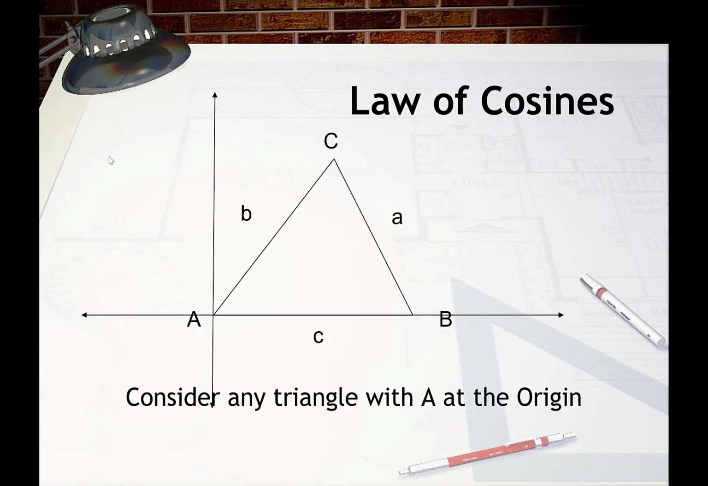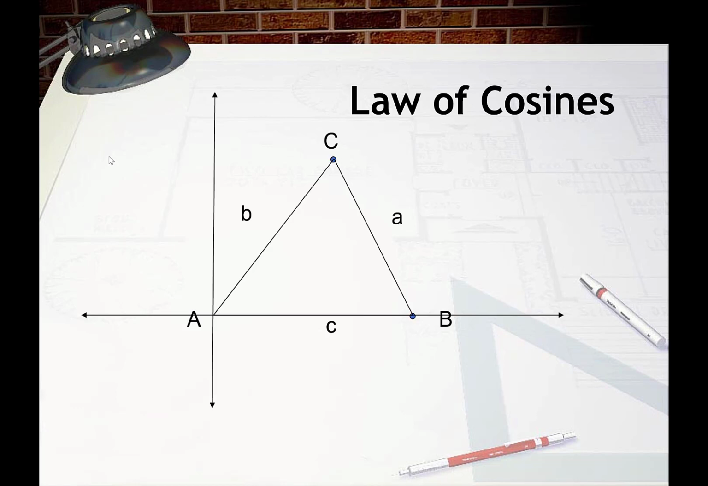Law of cosines is going to start off with a triangle, and we're going to put it on the coordinate axis with A at the origin. So A is at 0, 0. And when we do that, we can then say that point B is at the point c comma 0. That's because the x value is whatever this length is, c, and the y value is 0 if we're on the x-axis.